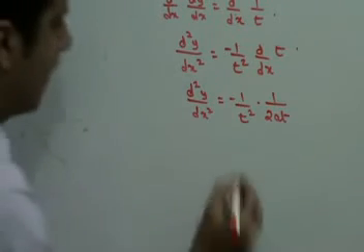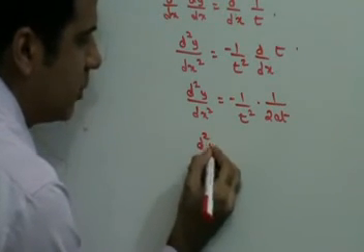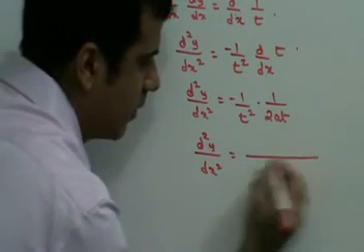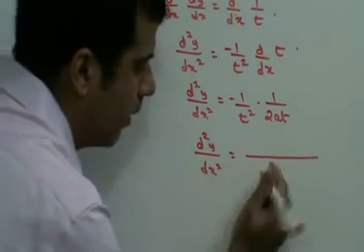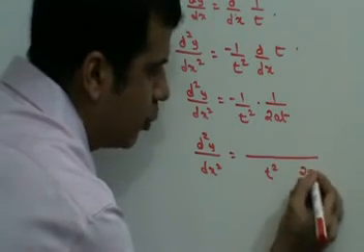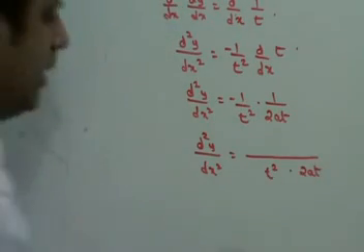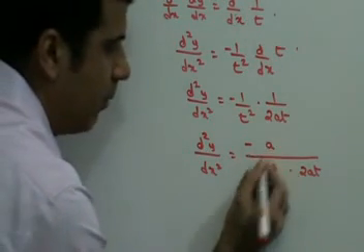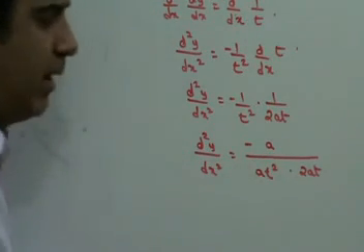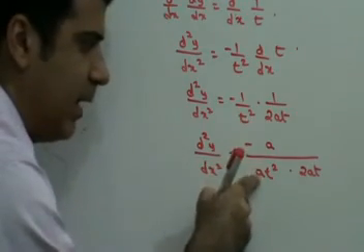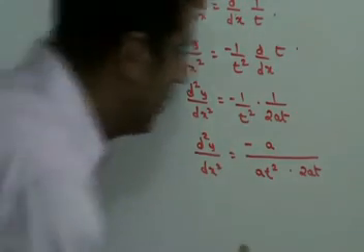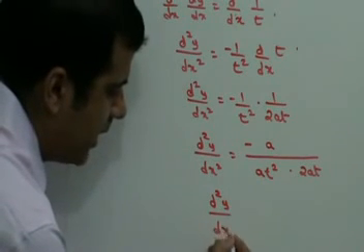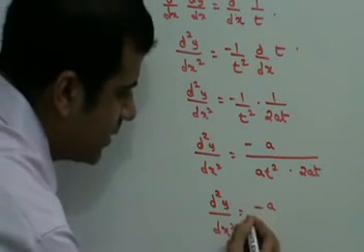Now this is d square y upon dx square is minus 1 upon t square times 2at. I am writing the two terms separately. The minus sign as it is in the numerator. I am multiplying by a, I am dividing by a. Right? So you will get d square y upon dx square is minus a.